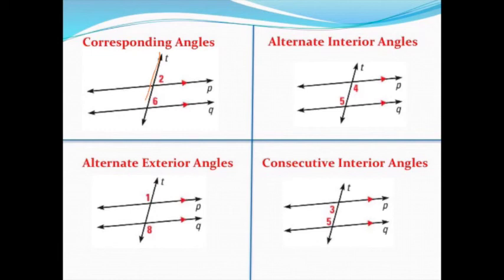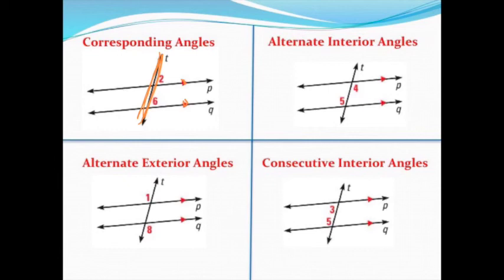Two lines that are intersected by our transversal are parallel lines, and I know that the lines are parallel because I can see these little red triangles on the lines. Our four types of angle pairs that are formed have something special about them. So let's go through it and see what those things are and then apply that knowledge.